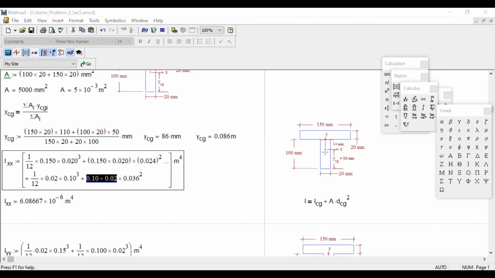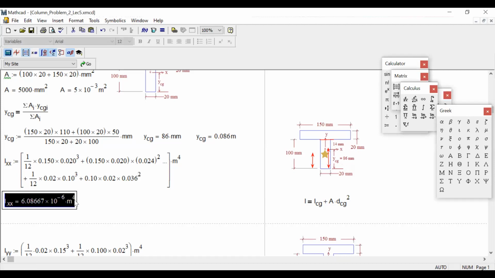At the midpoint, meaning the distance from, if I take something, this right over here. So what is the distance from the top to over here? This much. Obviously 50, right? And the distance from the bottom line to this CG is 86. So what is the difference between the two CG locations? 86 minus 50, so 36. So right over here, 36 whole square. That means A D square, D is the 36. So you got the IXX over here.